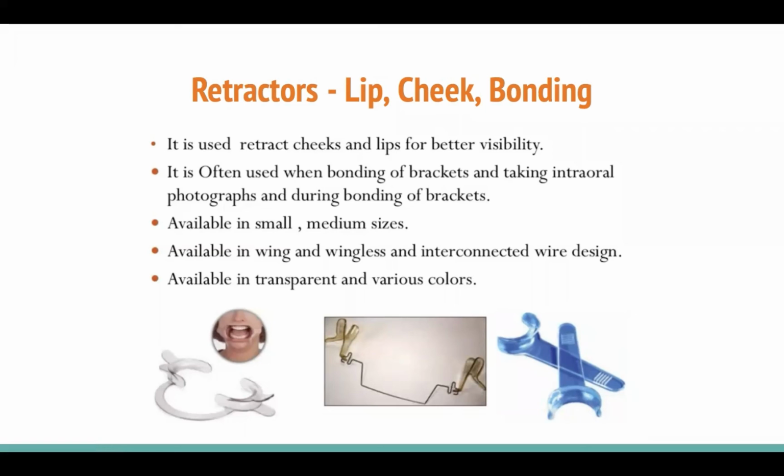They're available in small and medium sizes. They're available in wing and winglet and interconnected wire designs. This wire helps as a tongue retractor. And it is available as transparent or in various colors.